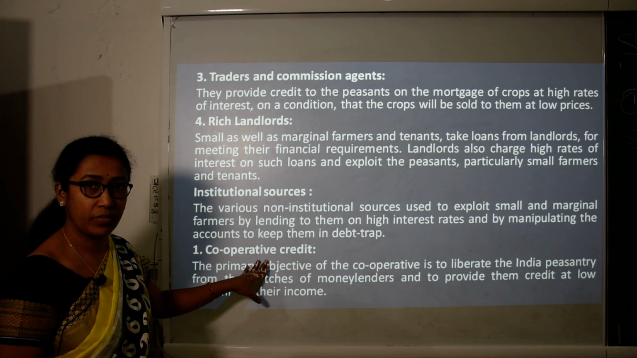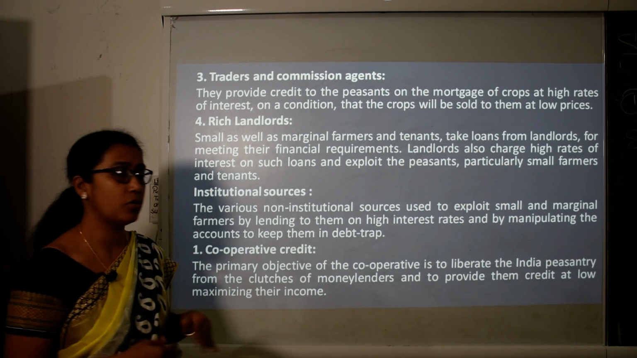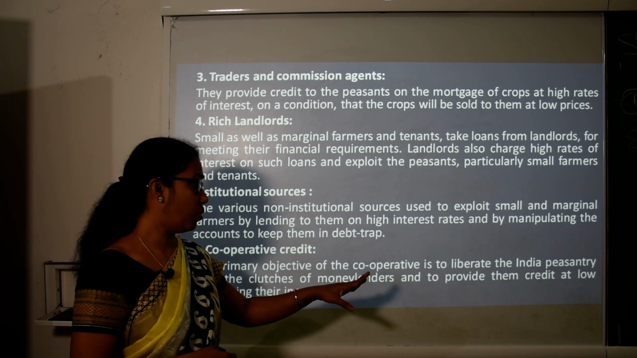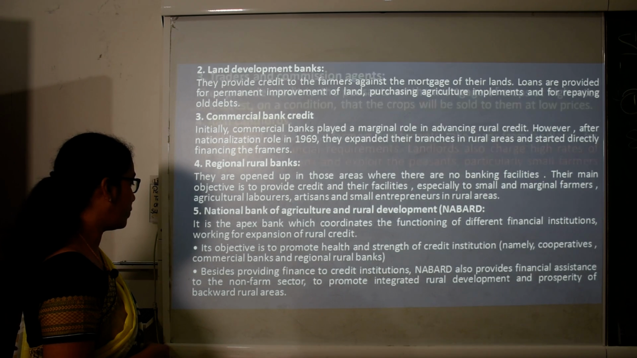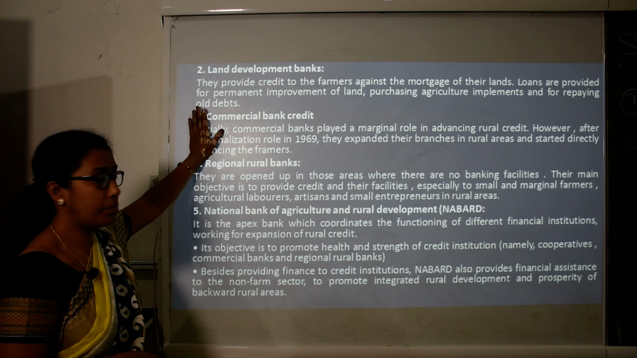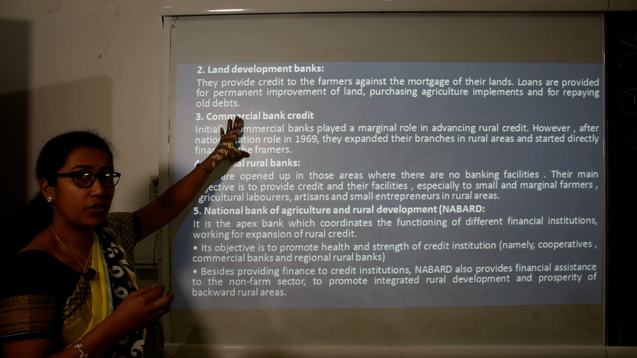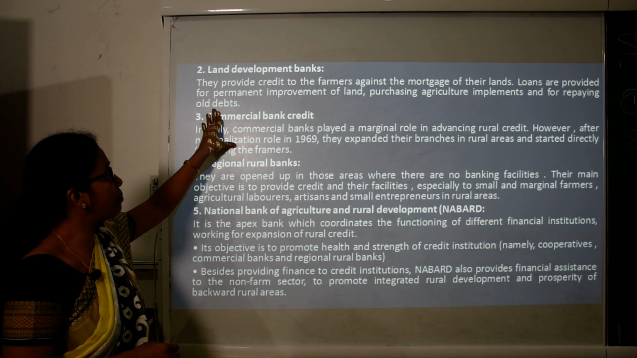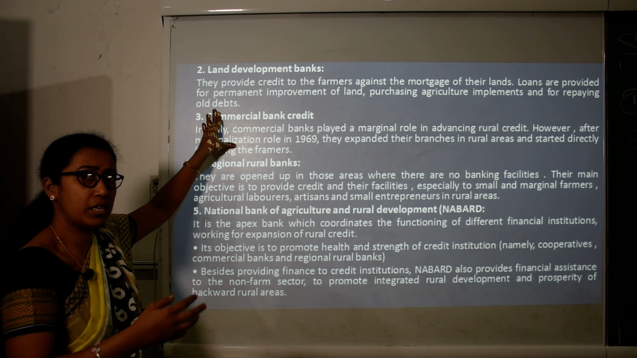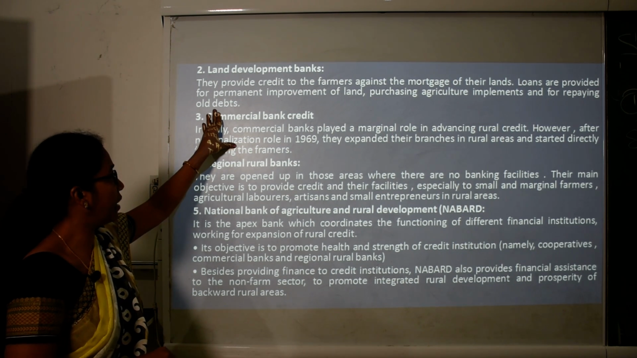So, first can be cooperative credit, that means through cooperative banks. The primary objective of the cooperatives is to liberate India from the clutches of money lenders and landlords, and to provide credit at a very low interest rate, so they can maximize their income also. Second can be land development banks. These banks provide credit to the farmers against mortgaging of their lands. Loans are provided for permanent improvement of lands, purchasing agricultural implements, for irrigation facilities, and for all such things they can borrow certain amounts of money through land development banks.